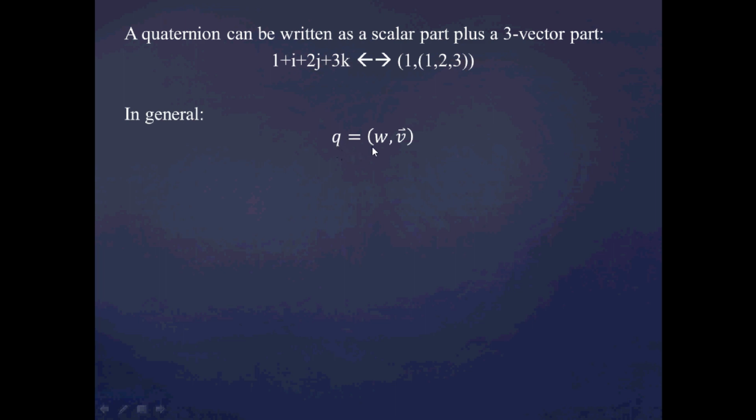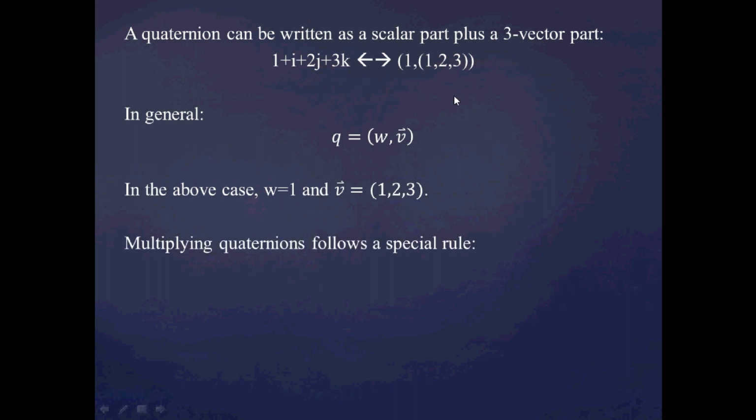A quaternion Q can be written as the ordered pair (w, v) where w is the scalar part and the vector v is going to be the vector part. In the above case, we had w equal to 1 and the vector part was (1, 2, 3), which I wrote up here. And what we're going to need to know in this video is how to multiply quaternions.